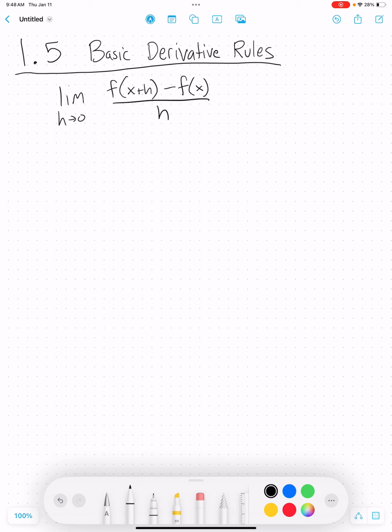Regardless, though, this ends up being a good amount of work, especially as we get into more complicated functions. And so we don't really want to have to do this every single time whenever we have to calculate a derivative. Because as soon as I change my function a little bit, then I have to go through this process all over again. I have to find the difference quotient again. I have to take the limit as h approaches 0.